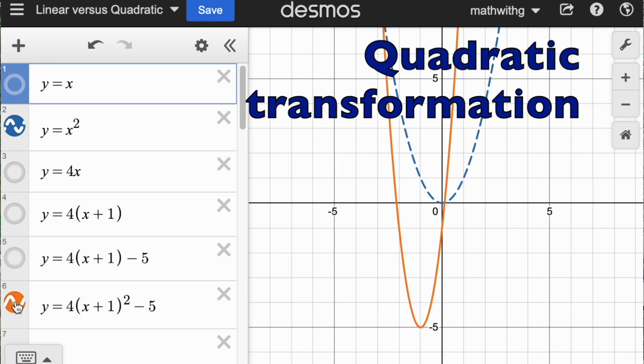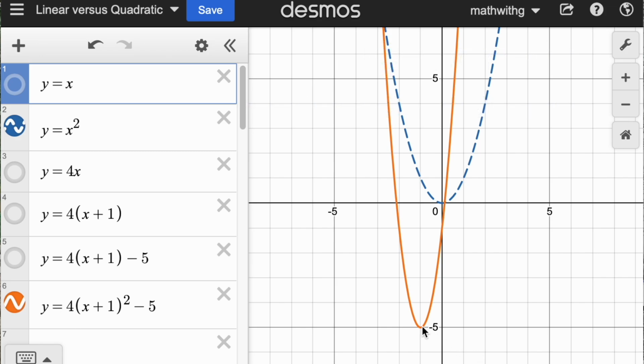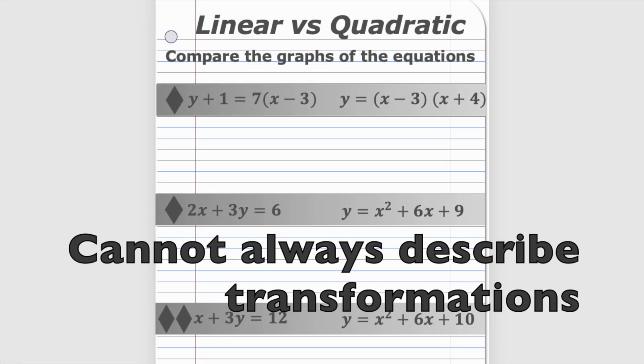That's easy to see. So in some ways, the quadratic transformations are easy to see, aren't they? Because we have that minimum point there. Now for these ones, we can't really see what's going on with our equations. We do not have the quadratics written this way. We can't describe the transformations here.